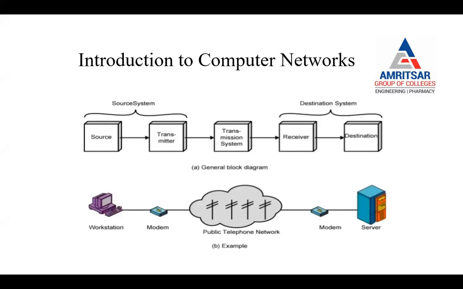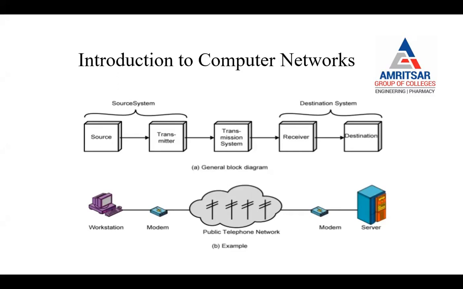If we are talking about the introduction of computer networks, basically it is data communication. Data communication refers to the exchange of data between a source and a destination. As shown in the image, one is the source and another is the destination, where we transfer the data.